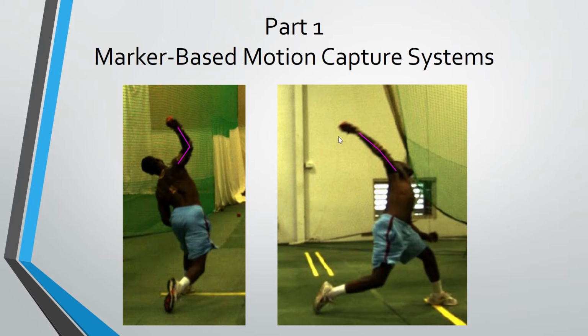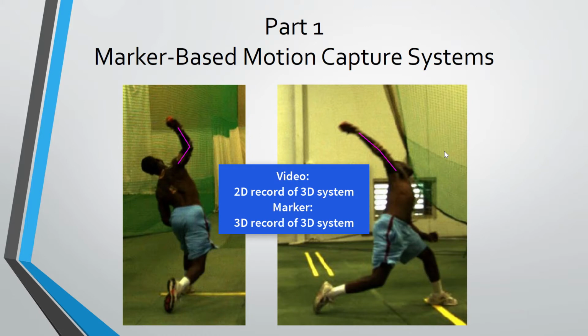And this is where the power of marker-based systems really comes into its own. Firstly, it's automated and it removes some of, but not all, of the subjectivity of identifying structures such as joint centers or anatomical landmarks, but it also allows us to record 3D motions in 3D.